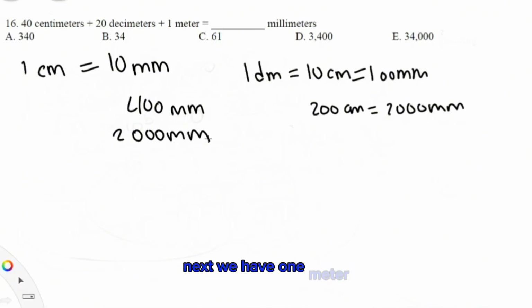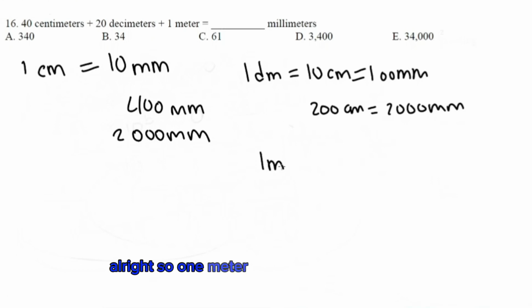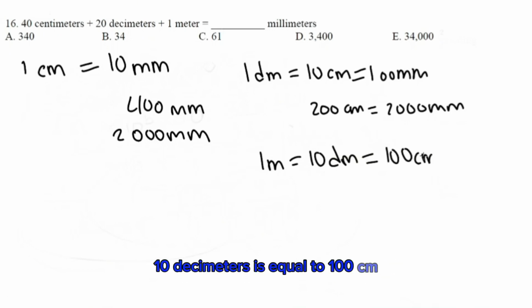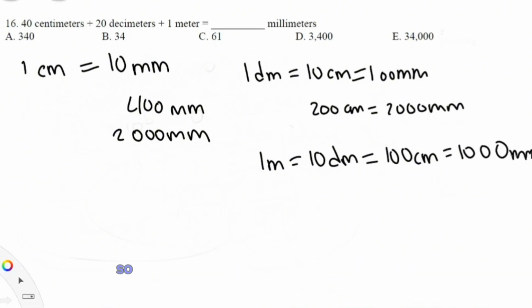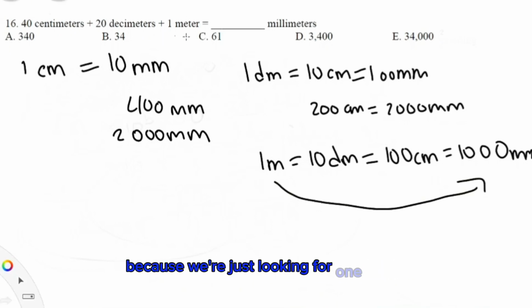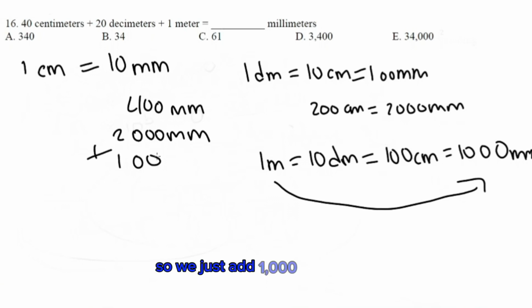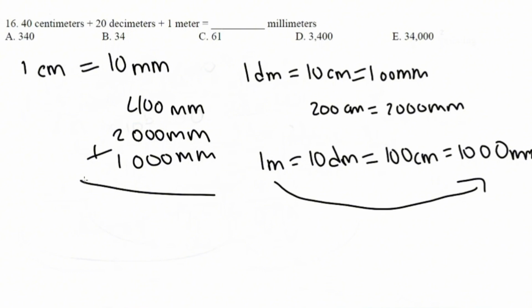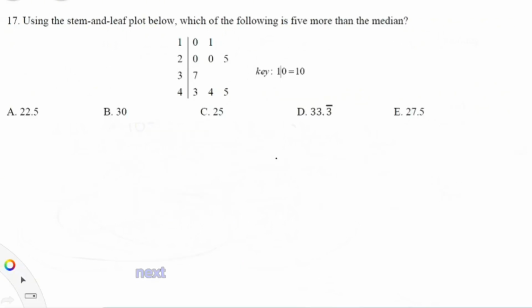Next, we have 1 meter. 1 meter is equal to 10 decimeters, 10 decimeters is equal to 100 centimeters, and 100 centimeters is equal to 1000 millimeters. So if 1 meter is equal to 1000 millimeters, we just add 1000 millimeters. Now we add these up and we get 3400 millimeters. And that's your answer.